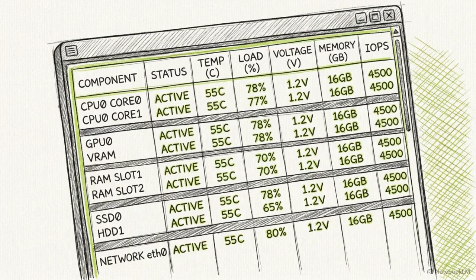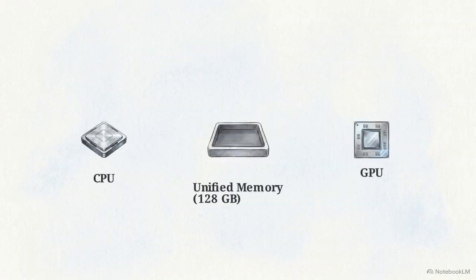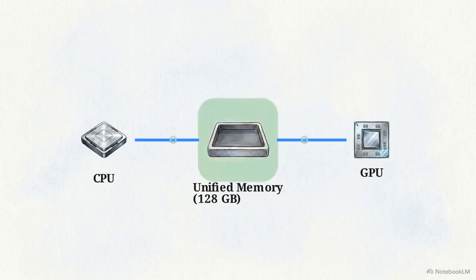Open your terminal and run the standard nvidia-smi command to check the baseline metrics. This terminal readout shows the diagnostic results. Notice the row reporting memory usage as not supported. Because this is a unified memory chip without a dedicated frame buffer, this is expected behavior, not a hardware defect.